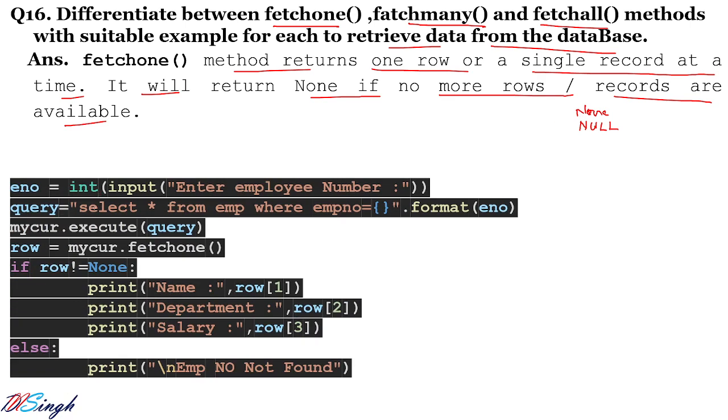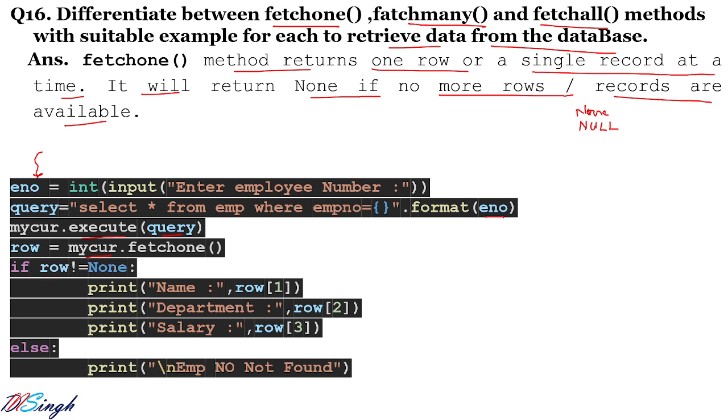Here is the code for fetchone. We are going to take an employee number as input and fire a query, select star from employee where employee number is the value supplied in e number, and will execute that query. The result is going to come and be stored in my cursor object or result set. Fetchone is going to get you the first record.